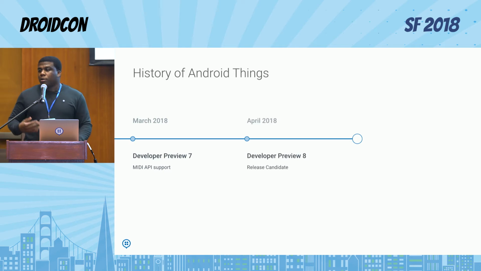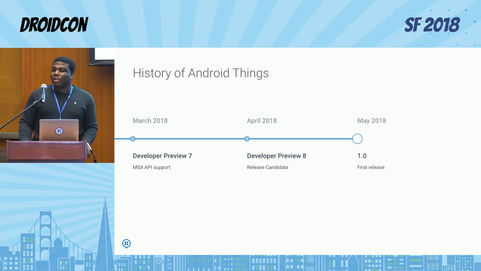And shortly after, we had the first release candidate earlier this year, right before Google I/O, and literally a day before Google I/O, we finally got the first release, which is the 1.0 of Android Things.